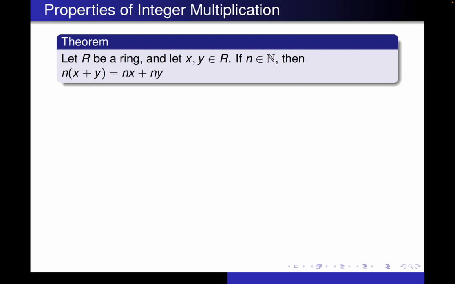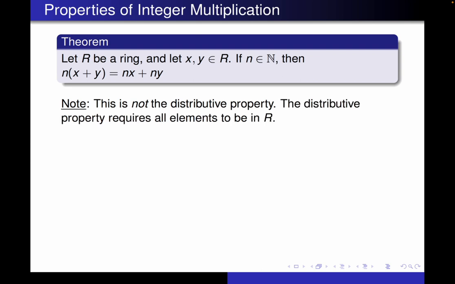Now, if you're not looking at that too carefully, you might think, well, gosh, that's just the distributive property for rings. Except it is not the distributive property for rings. In order to use the distributive property for rings, you need all the things that you're multiplying to be elements in R. And if you look closely, x is an element of R, y is an element of R, but n is decidedly not an element of R. n is a natural number. So technically speaking, this is not the distributive property, which means that it needs to be proven.